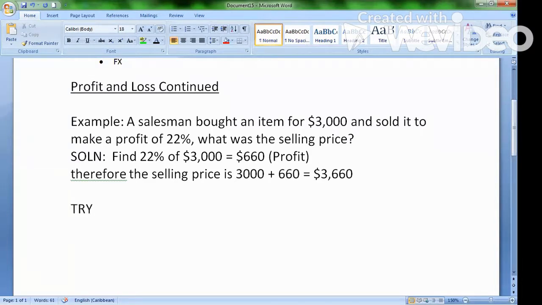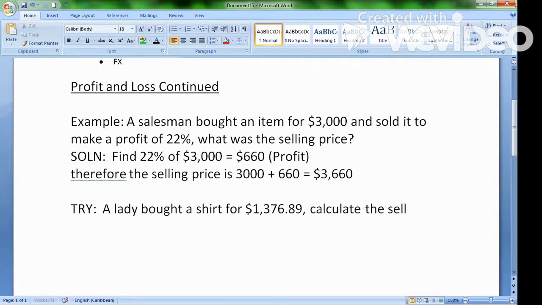Try this one for me. A lady bought a shirt for $1,376.89 and sold it. Hold on. Calculate the selling price.